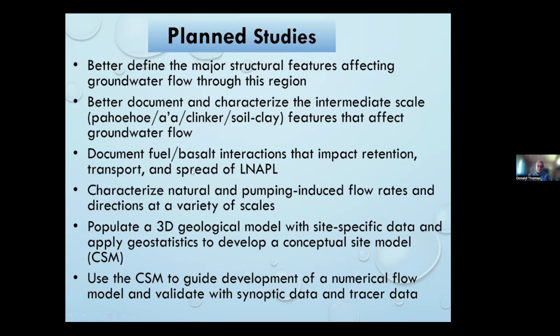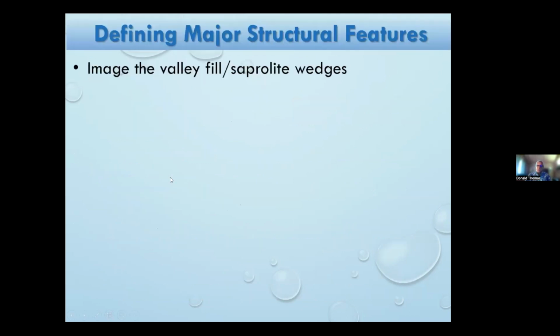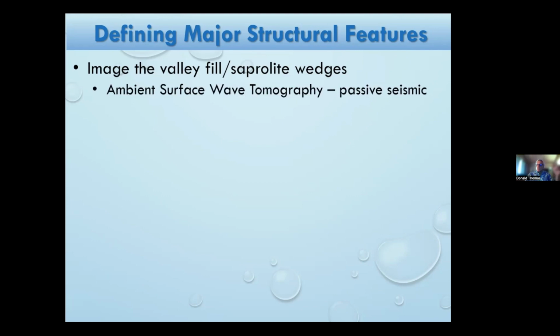So I'll talk in more detail now about each of these types of studies and what we hope to accomplish. First thing we want to do is image the valley fill and saprolite wedges. We know that the valley fill and saprolite are much less permeable than the basalts. They are also heavily altered, and they respond to seismic waves quite differently from the basalt itself.